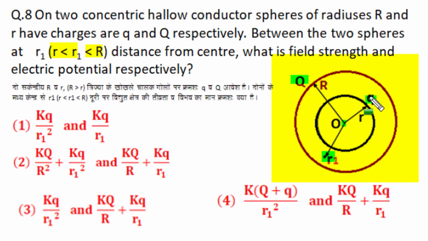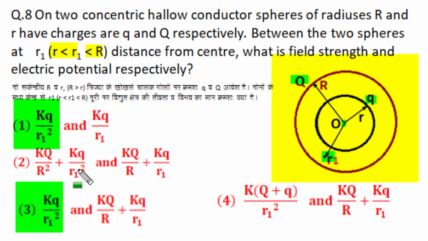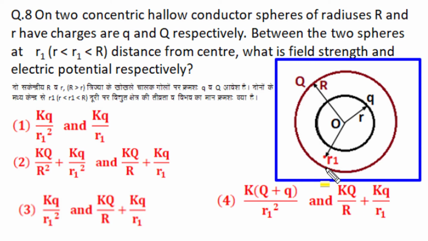So this q1 charge at r1 distance produces kq upon r1 square electric field intensity. So either option 1 or 3 could be the right choice, and that depends upon the potential calculation. Similarly, we can apply the superposition principle on potential calculation.